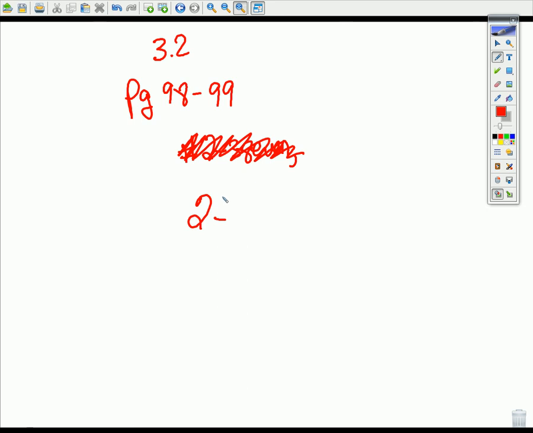Let's do 2 to 44 even. So that's only 22 problems right there. And then I want you to do 45, and 49 and 50. Okay, again, this is optional because you will have time to work on it the whole class time tomorrow after we're done checking lesson 3.1.